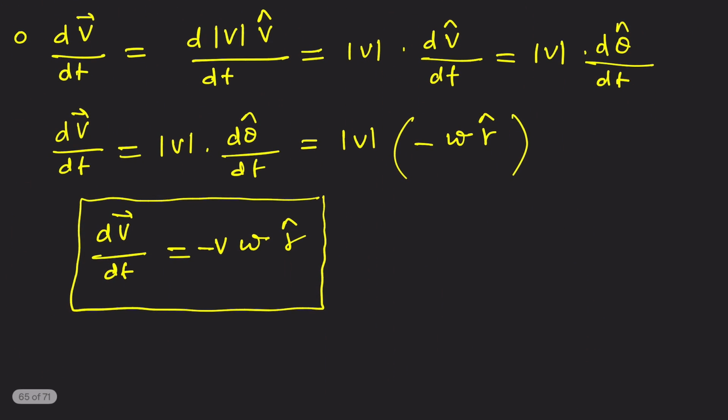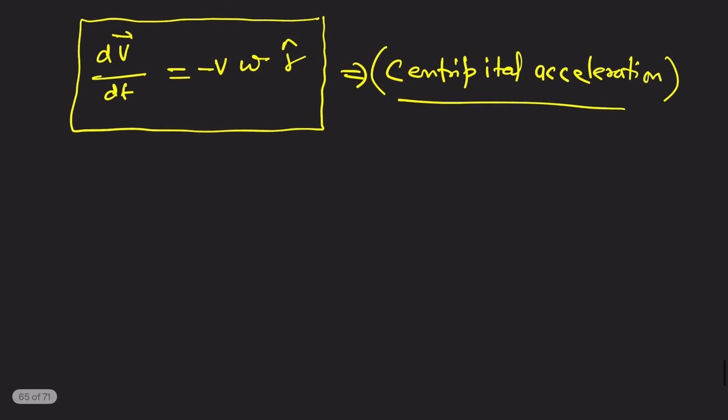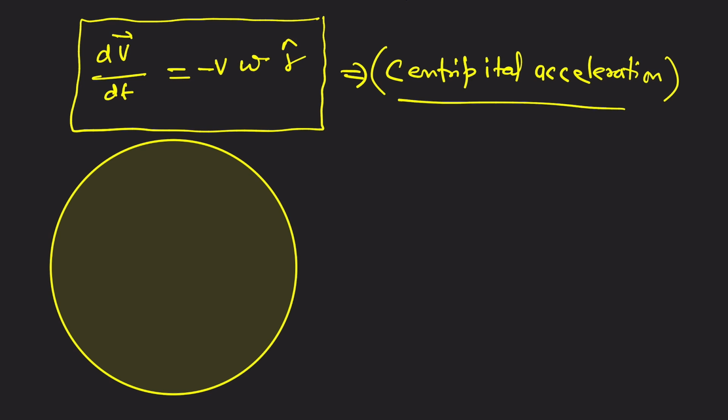So this acceleration which is coming towards the center is known as centripetal acceleration, which is acting towards the center. Since it is acting towards the center, it is always perpendicular to velocity. Let me make the diagram so that I can show you something. This is very interesting, and don't worry, right now I'm talking in terms of pure math. Later I will try to visualize this physically also.